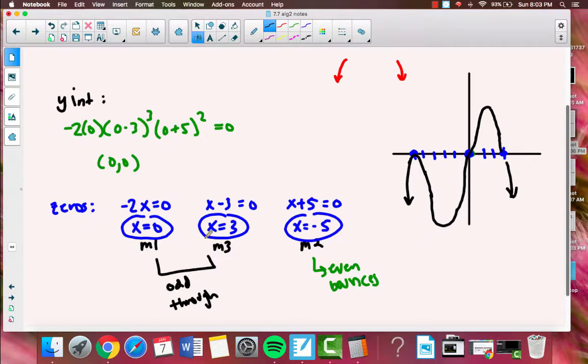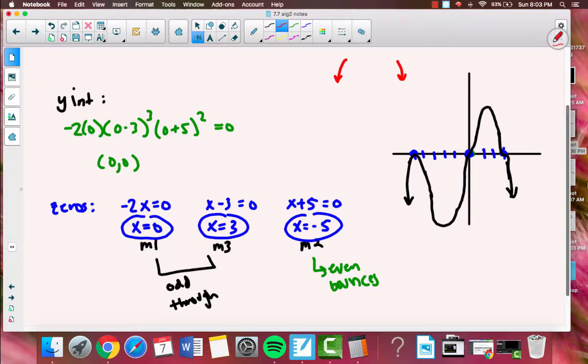And actually, when you get into higher odds, they kind of level out just a little bit and then come back down. So it's like a little flattening, hits that point and then goes through it. So notice that through my odd ones, I actually go right through the points, whereas in my even multiplicity, I bounce. Okay, and then this would be your graph.